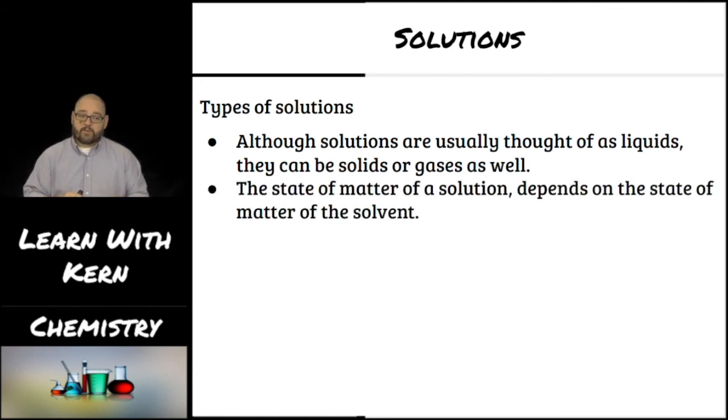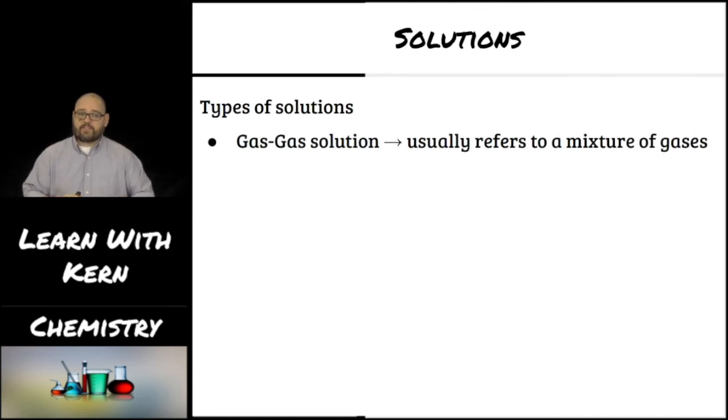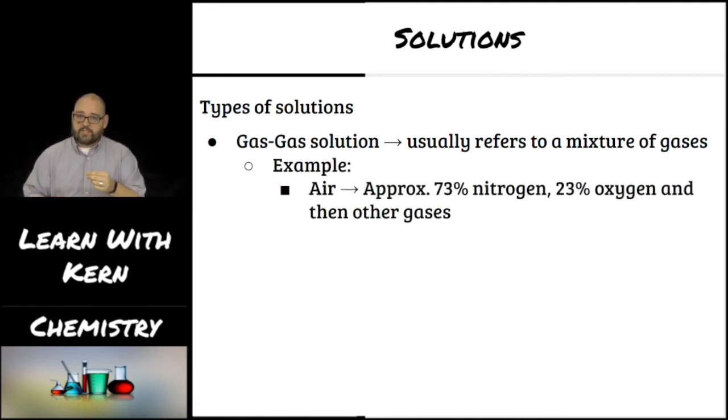Right? The state of matter of a solution depends on the state of matter of its solvent. If your solvent is a gas, it's going to be a gas solution. If your solvent is a liquid, it's going to be a liquid solution. If your solvent is a solid, it's going to be a solid solution. We're going to talk about different situations where these could all come into play. So a gas-gas solution usually refers to a mixture of gases. It means we have a gas that is dissolved inside of another gas. All right, air is a good example of a gas-gas solution.